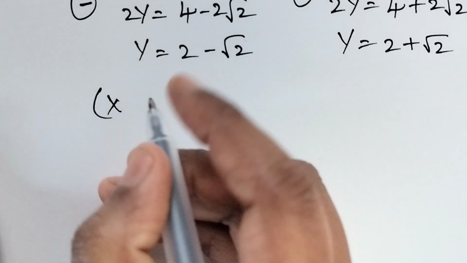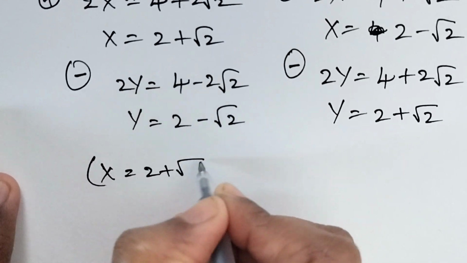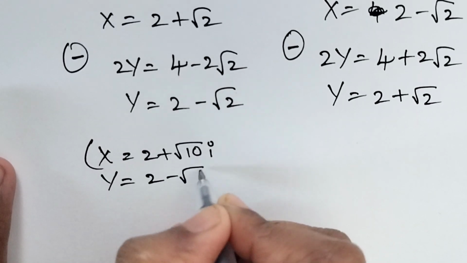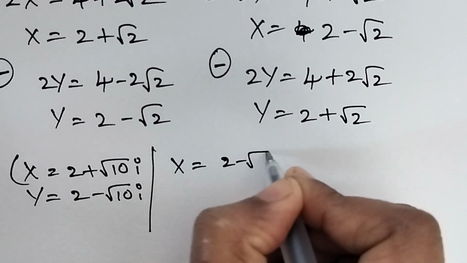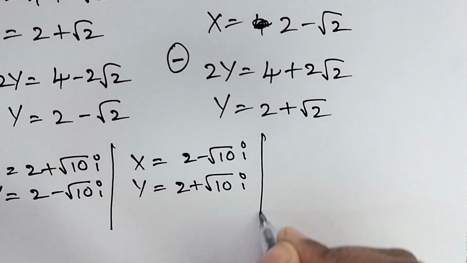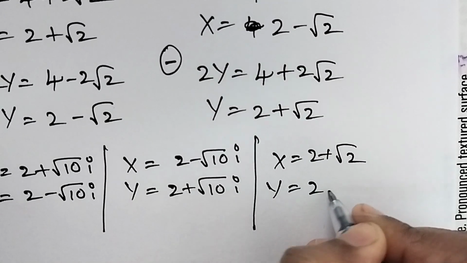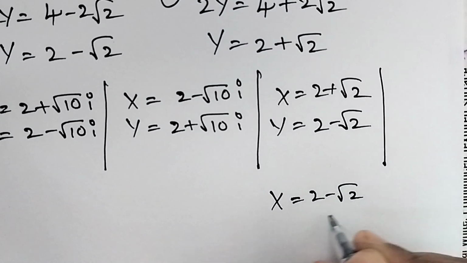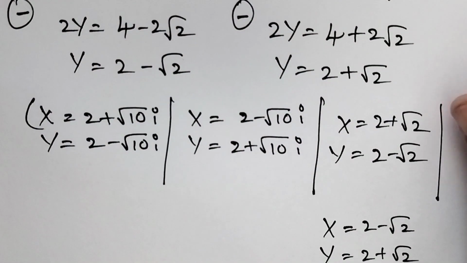So x is equal to 2 plus square root of 10i, y is equal to 2 minus square root of 10i. x is equal to 2 minus square root of 10i, y is equal to 2 plus square root of 10i. x is equal to 2 plus square root of 2, y is equal to 2 minus square root of 2. x is equal to 2 minus square root of 2, y is equal to 2 plus square root of 2. So here we got 4 solutions.